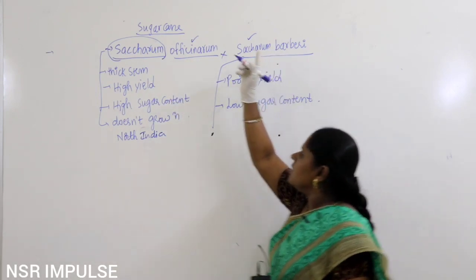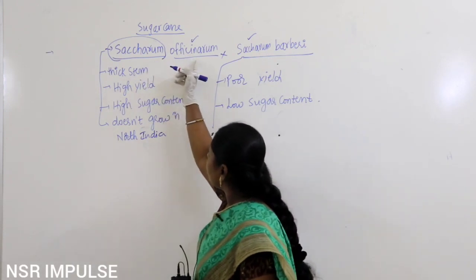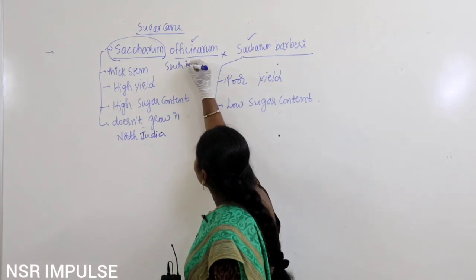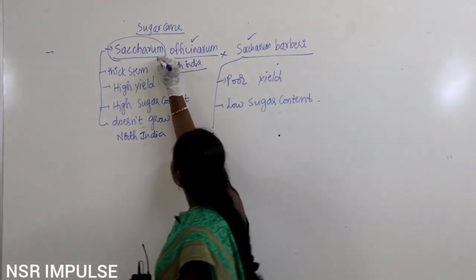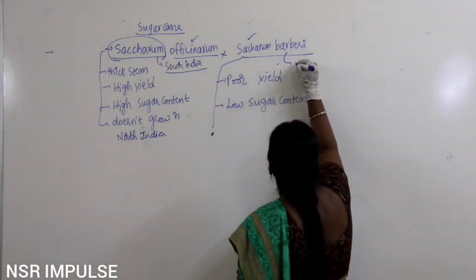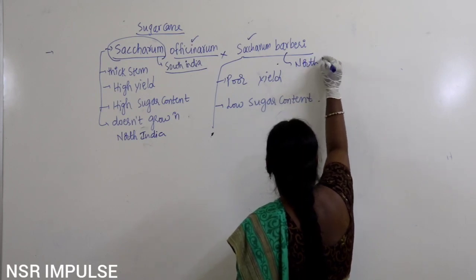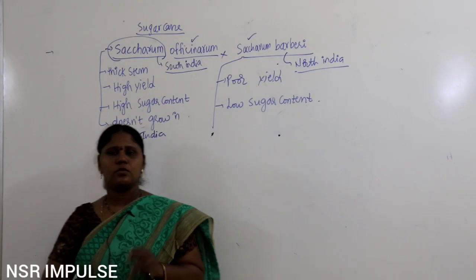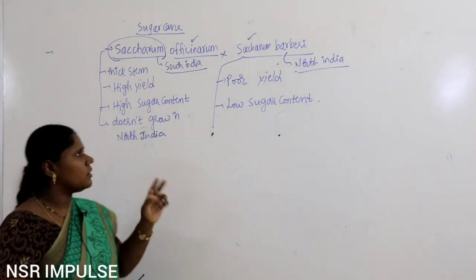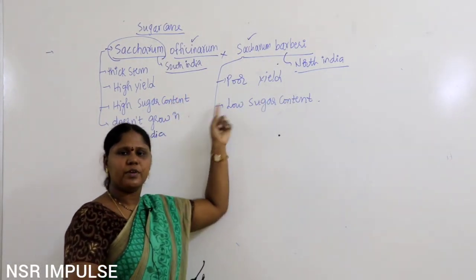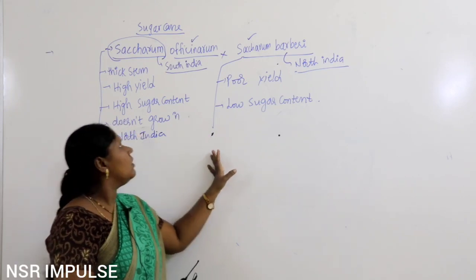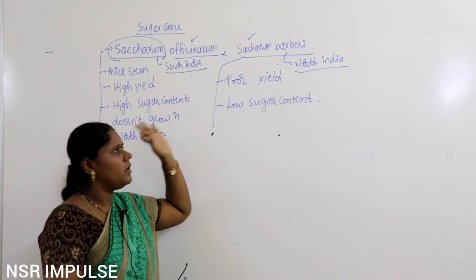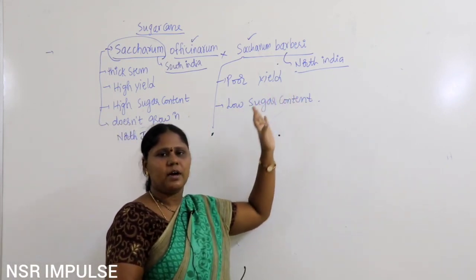Now if you look at it, Saccharum officinarum is the one most commonly grown in South India, whereas Saccharum barberi is the one which is grown in North India. So we are taking the two varieties. The two varieties are grown in two different places across India. Most commonly the South Indian variety is Saccharum officinarum and the North Indian variety is barberi.